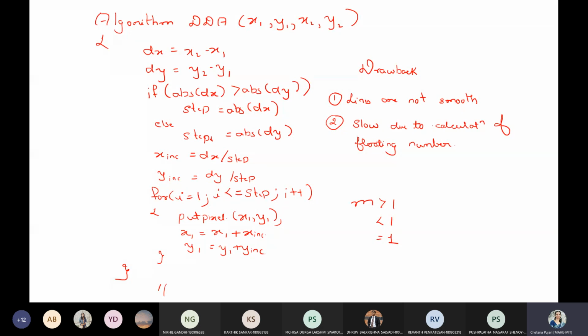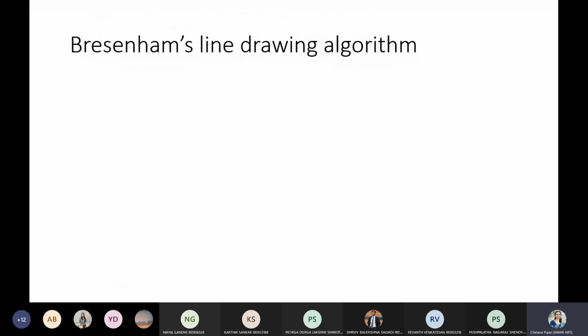One more drawback is that because we are dealing with floating numbers in DDA, the processing power required to perform calculations with floating point numbers is comparatively larger than with integers. So these are the two drawbacks of the DDA line drawing algorithm. To overcome that, today we are going to discuss a new algorithm called the Bresenham line drawing algorithm. Let's start with this.